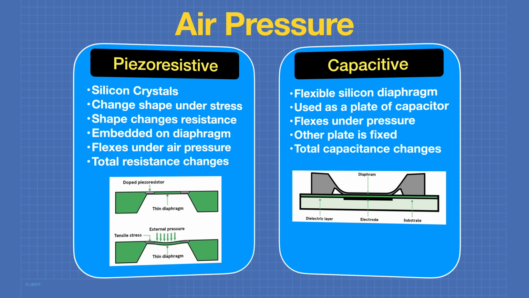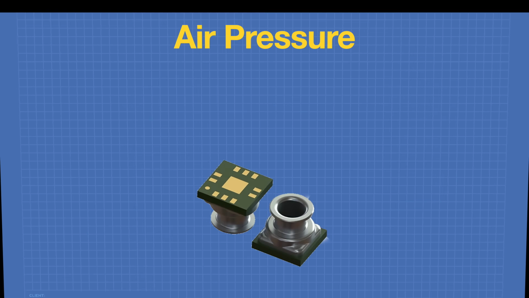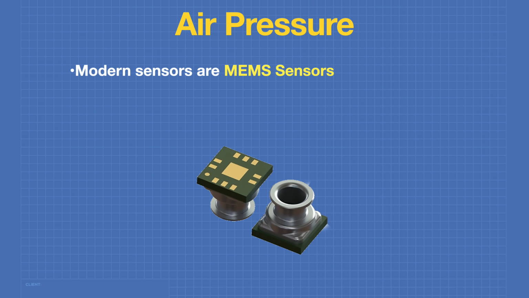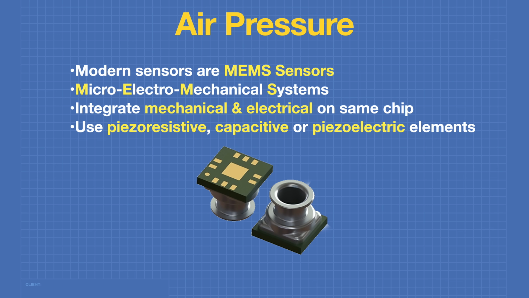There are 2 modern forms of air pressure sensor, the piezoresistive sensor and the capacitive sensor. The piezoresistive sensor changes resistance in response to air pressure, whereas the capacitive one changes capacitance. These days, all modern air pressure sensors are MEMS sensors. MEMS is an abbreviation for microelectromechanical systems. A MEMS sensor integrates mechanical and electrical components onto the same silicon chip. MEMS sensors can use piezoresistive, capacitive, or piezoelectric elements in order to sense air pressure.